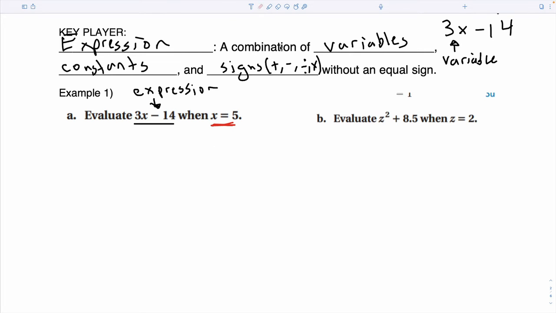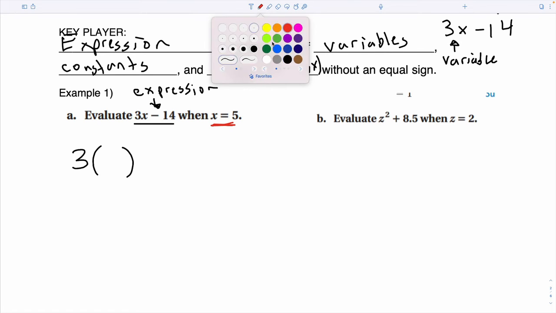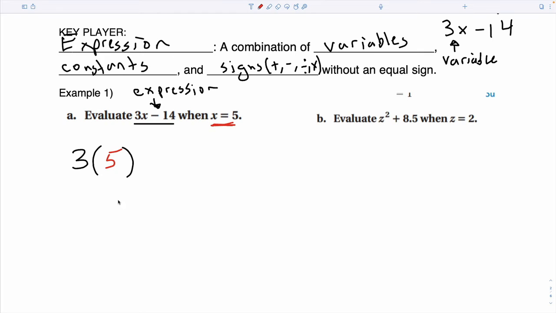Here's why that's helpful. When you put 3 next to an x, it really means 3 times x. If they're saying x is 5, you can place the 5 wherever the x was. Put 3 parentheses 5.